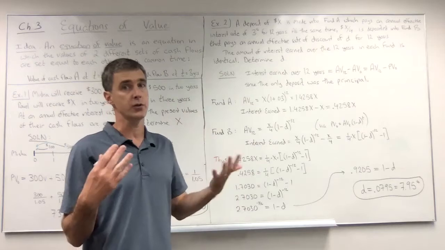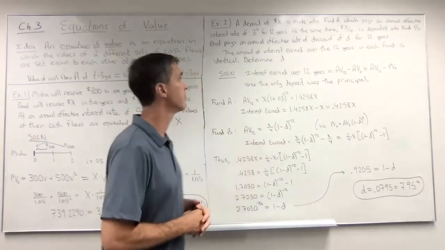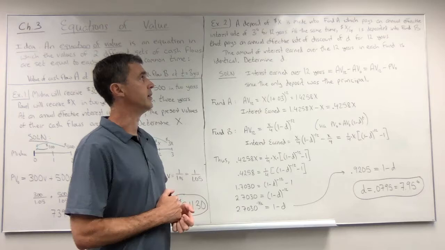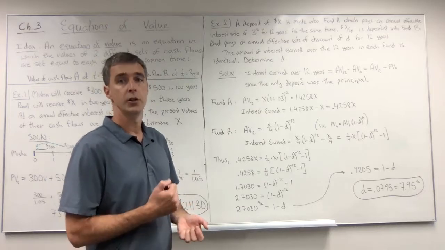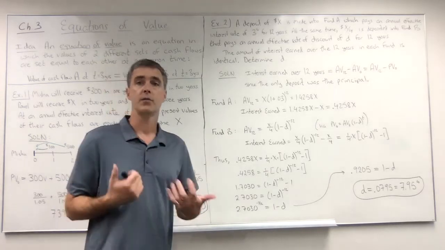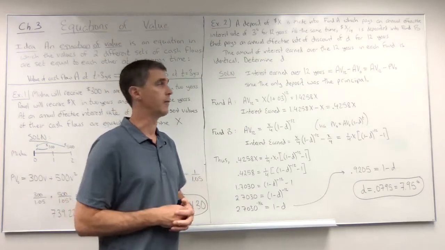So 2 different rates going on here with different funds. The amount of interest earned over the 12 years in each fund is identical. Determine d, right? Well, that sounds complicated, right? There's a lot going on here for sure.